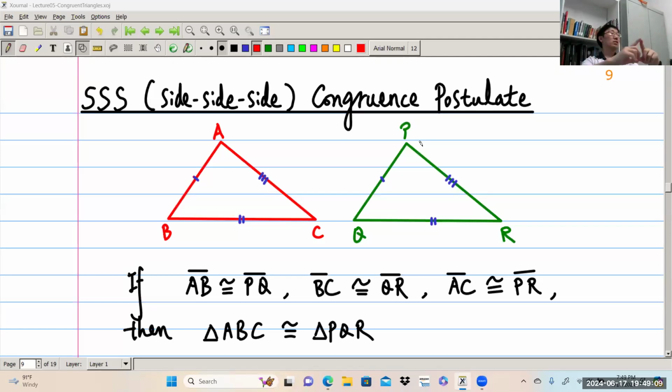They're congruent, right? Because you use 3 sticks to make 1 triangle. You use the 3 same sticks to make another triangle. Do you agree? Because all the 3 sides of this triangle are congruent to all the 3 sides of that triangle. Basically, you use the 3 same sticks to make 2 triangles. Of course, these 2 triangles must be of the same shape and the same size. We just did that experiment. Does it make sense to you guys?